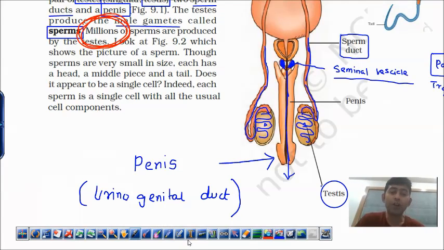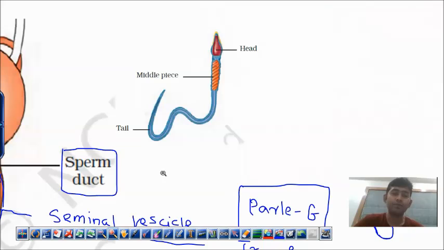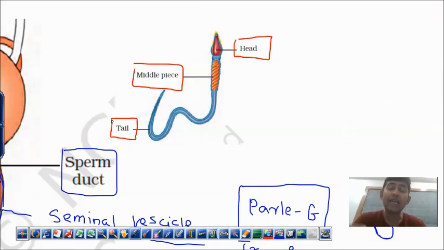And what about the body of the sperm? The sperm's body is very small in size. It has a head, a middle piece, and a tail. You can see the diagram of the sperm here. Sperm has a small head. It has a middle piece and a tail to swim and reach the female's egg if the male wants to become a father and the female wants to become a mother.